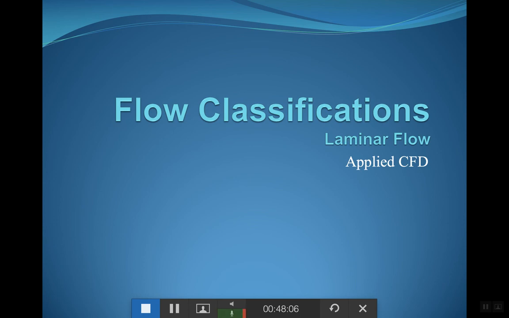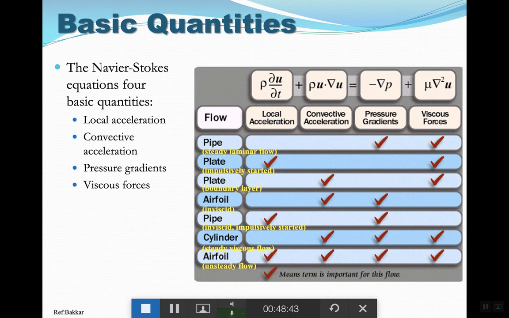Now the next part of our discussion, which is rather a short discussion, is the flow classifications. Once we discuss flow classifications, theoretically speaking, you will be able to perform simple simulations. What is the simple simulation? A simulation which is laminar, doesn't have temperature, doesn't have turbulence, nothing else. Just simple laminar incompressible flow. So what are the flow classifications?